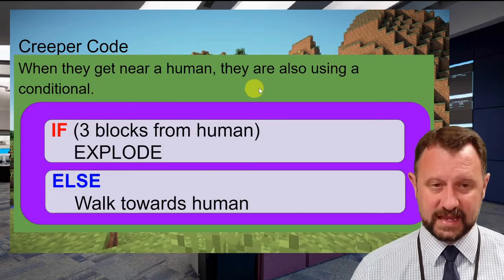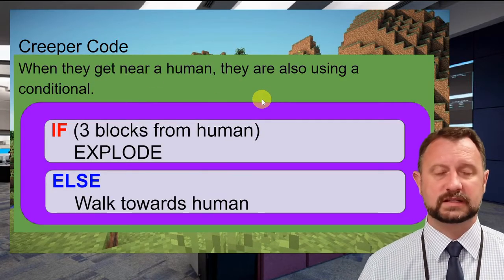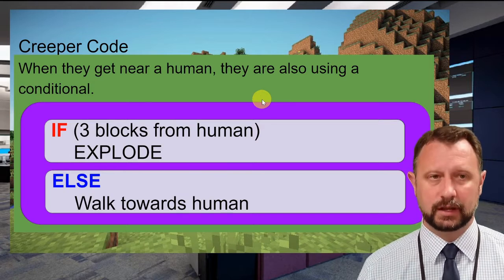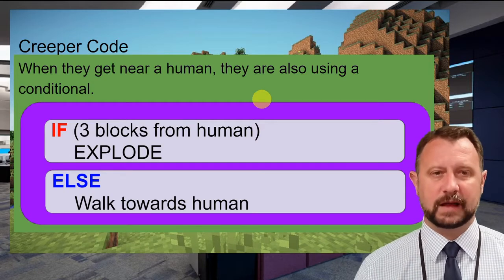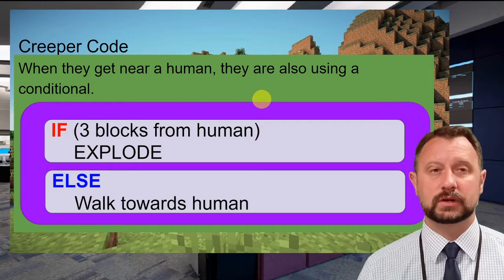Now, if they get near the human, as soon as they get within 16 blocks, they kind of shift to a new conditional, this new idea. They're going to say, if I'm within 3 blocks, then I'm going to explode.